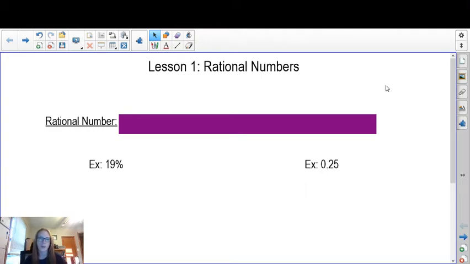Okay, guys, today we're going to talk about rational numbers. So since this is lesson number 1, let's get some things cleared up right here before we hit the ground running. So remember how we do our 3 different colors?